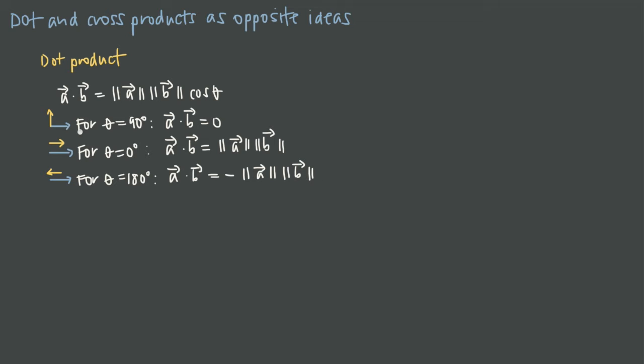So what we see then is that when we have orthogonal vectors, the dot product is always going to be 0. When we have vectors that point in exactly the same direction, the dot product will just be the product of the lengths of the vectors. And then if we have vectors that point in exactly opposite directions, the dot product will be the lengths of the vectors multiplied by -1.